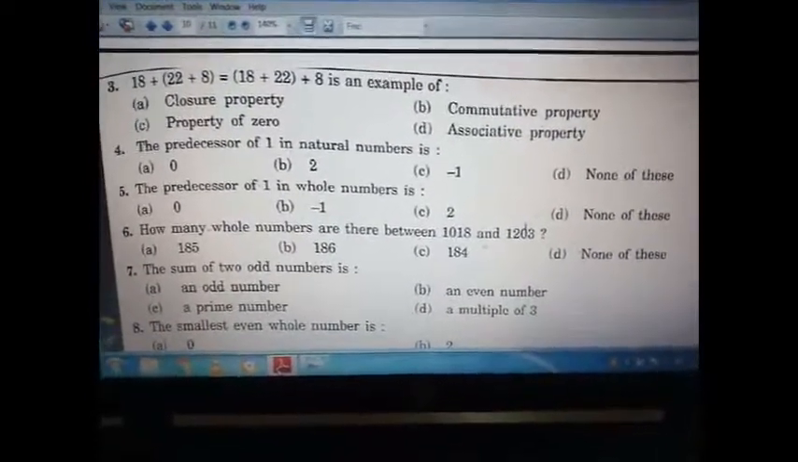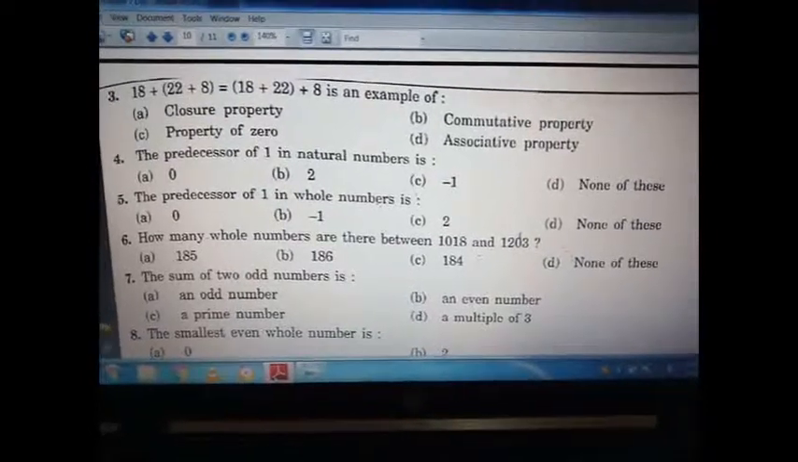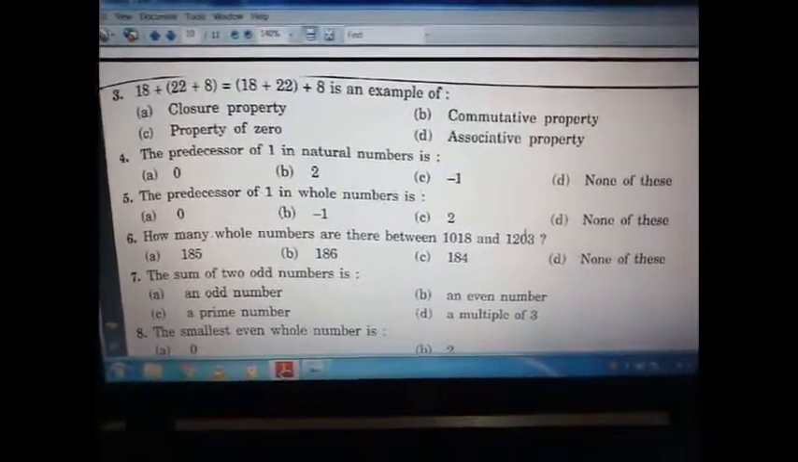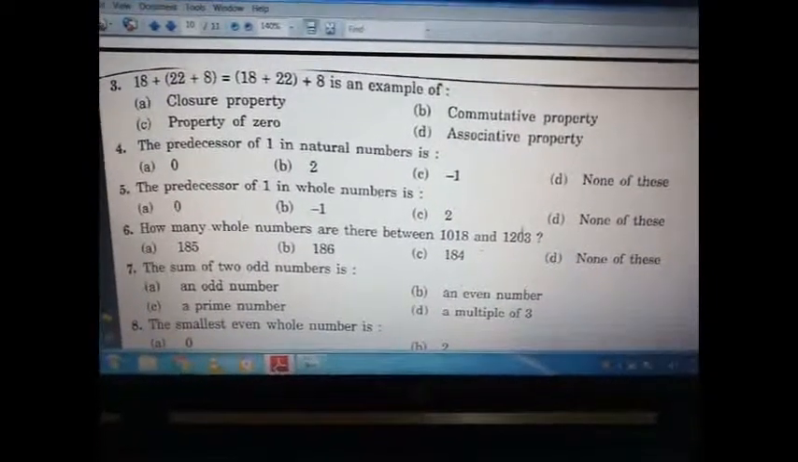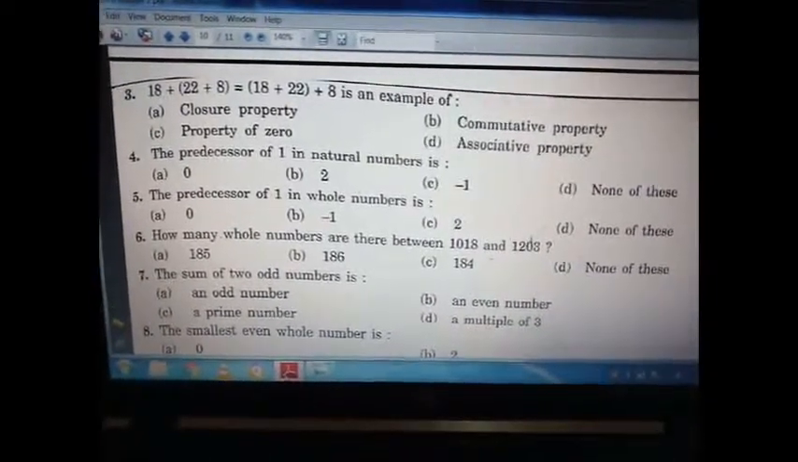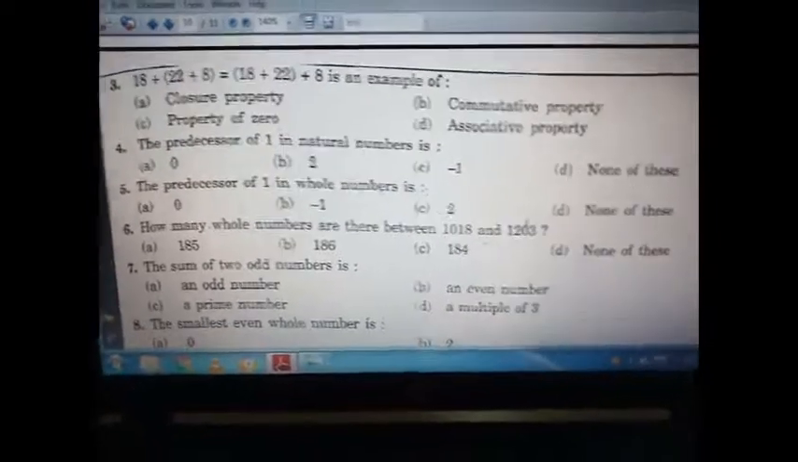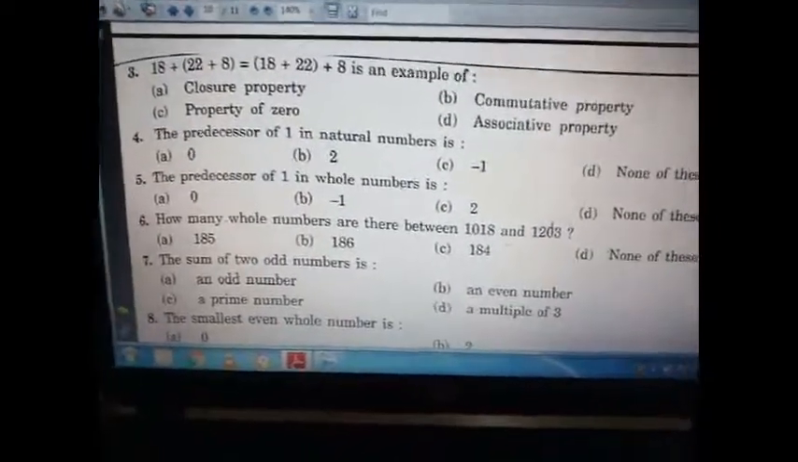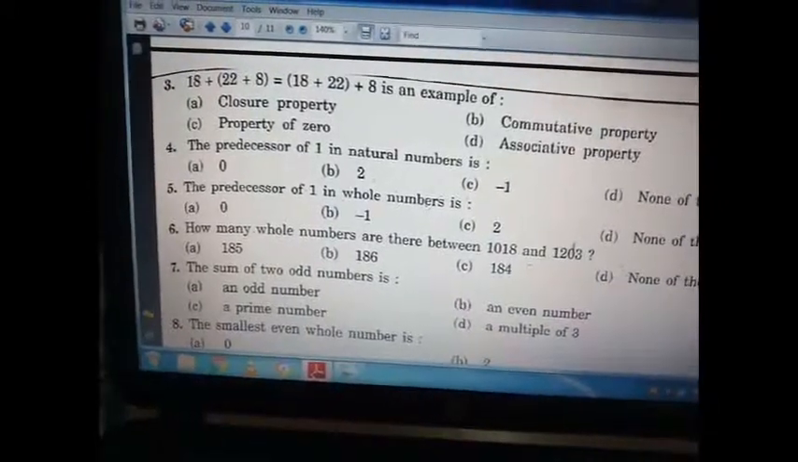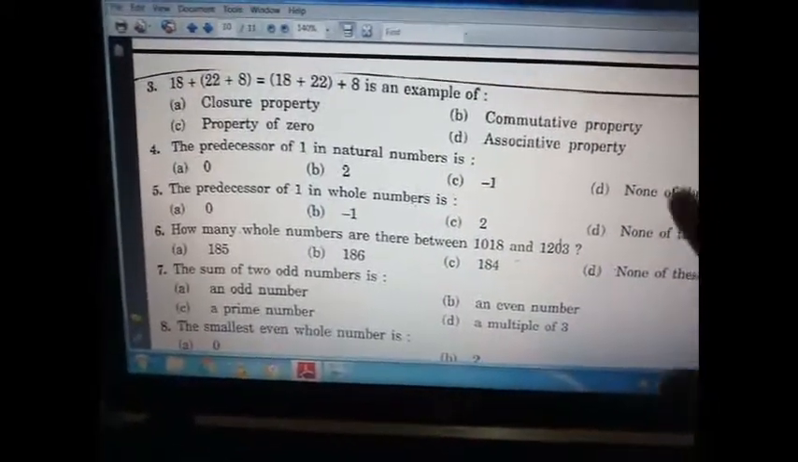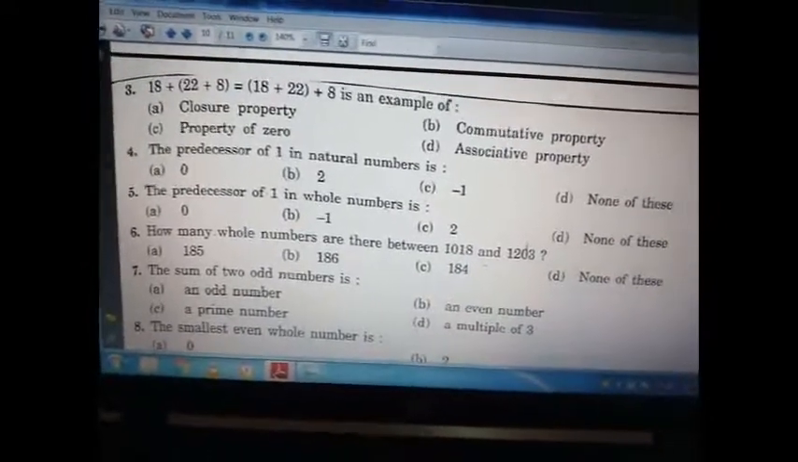Here is question number 3. You can see that 18 plus 22 in bracket plus 8 is equal to 18 plus 22 in bracket plus 8. It follows the addition property, that is a plus in bracket b plus c is equal to in bracket a plus b plus c. So you can say that the associative property will be there.